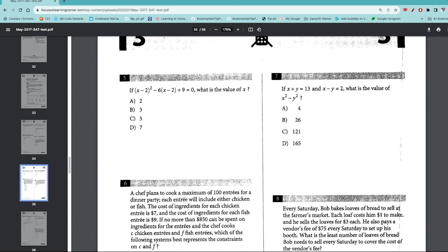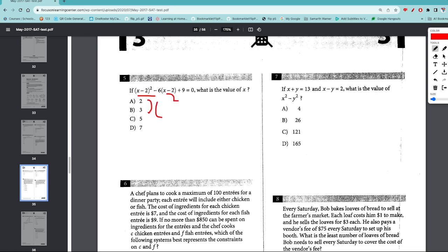Alright, number 5, what is the value of x? Okay, let's see this one here. So we have this. Okay, I have to factor this one out, I guess. Or could we? No, we can't divide. Okay, fine. X squared minus 4x plus 4, minus 6x plus 12 plus 9.